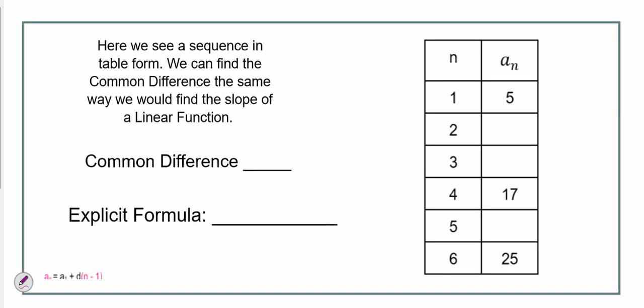Okay, now you're back. We're still doing sequences, and it's just going to look a little different because we're seeing a table right now. And so we can find the common difference the same way we'd find the slope of a linear function. And, let me just pause here real quickly. I don't want to confuse anybody, but when we look at arithmetic sequences, they're very similar to linear equations.